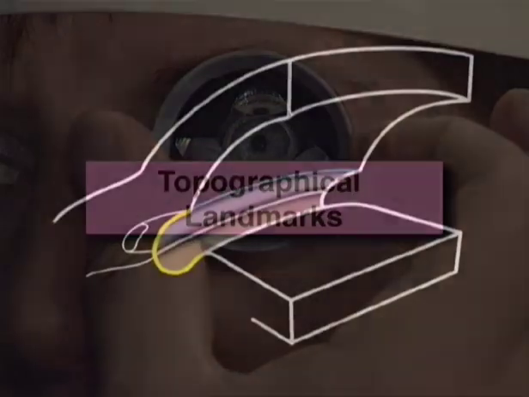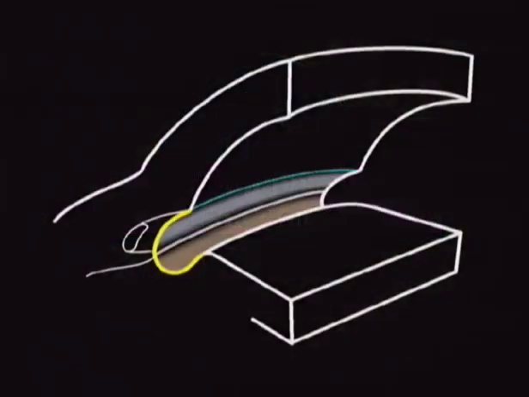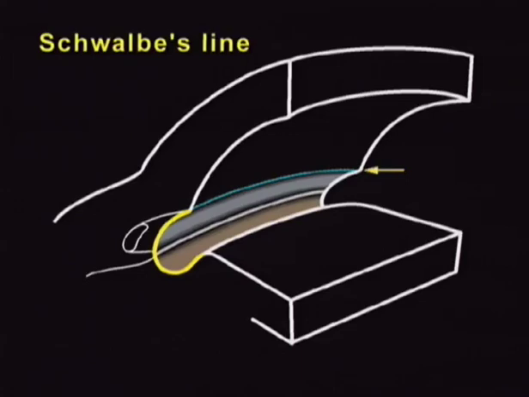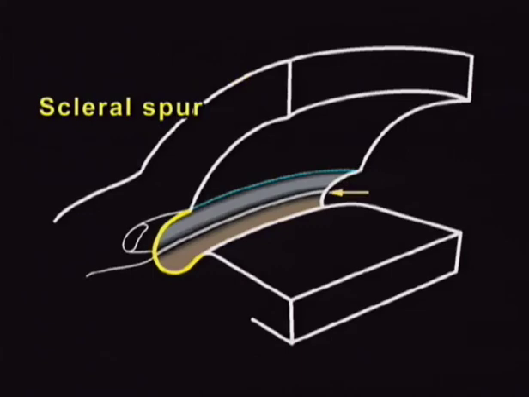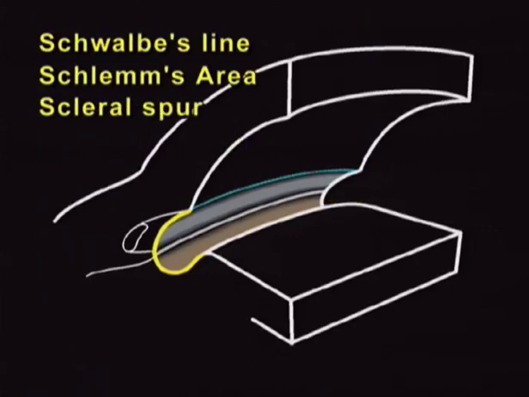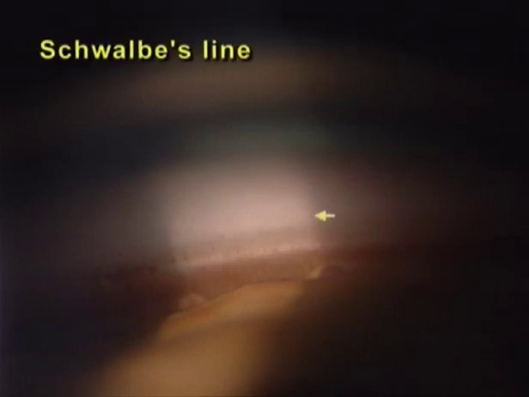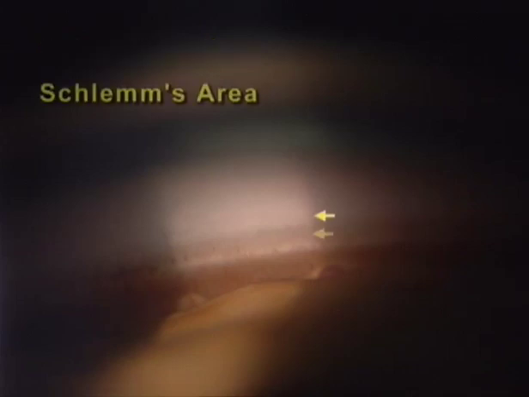Topographical landmarks. This is a schematic view of the chamber angle through a mirror contact glass, where we see the landmarks for clinical descriptions. Schwalbe's line, the trabecular meshwork in the area of Schlemm's canal, the scleral spur, the ciliary body band. Here we see the landmarks in the natural gonioscopic view. Schwalbe's line, barely visible here, the trabecular meshwork in the area of Schlemm's canal, the scleral spur, the ciliary body band.